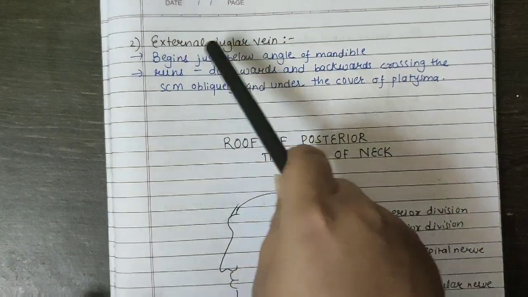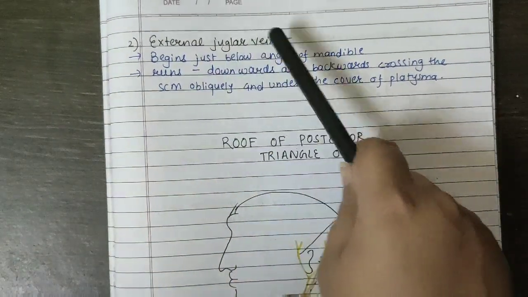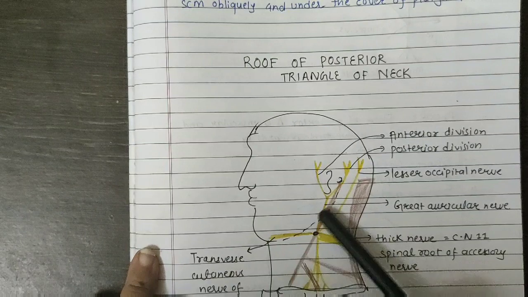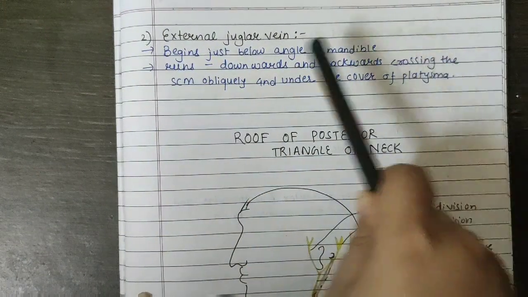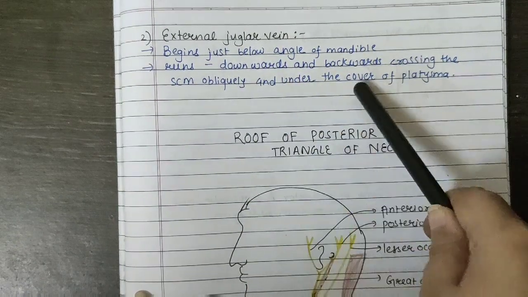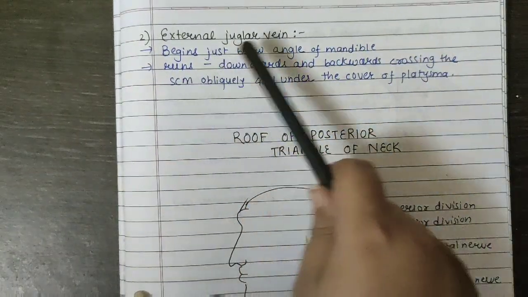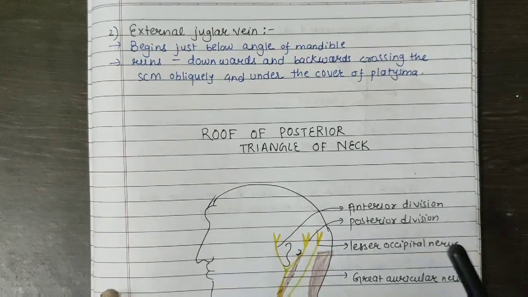Now the other content is external jugular vein. This begins below the angle of mandible. So this is the angle of mandible, and below that this is present. It runs downwards and backwards, crossing the sternocleidomastoid obliquely and under the cover of platysma. So this is the external jugular vein. That is also the content of the roof.